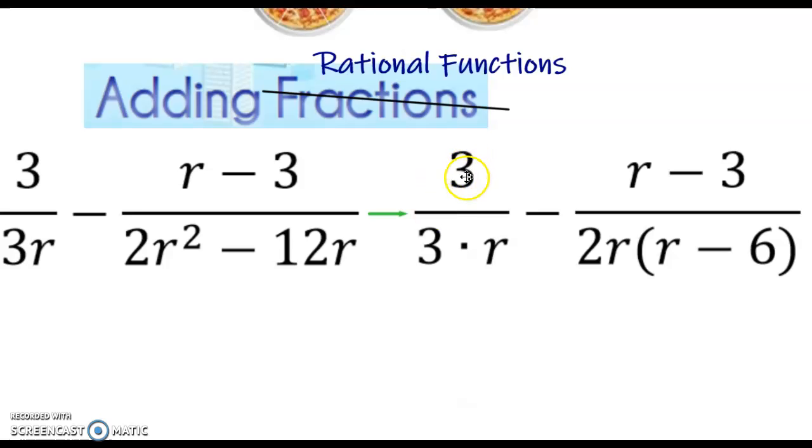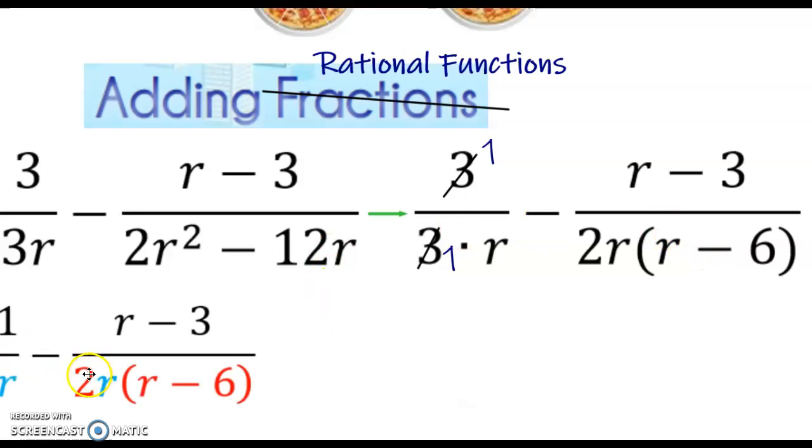The first thing we want to do is, within this fraction, if there are any numbers that can be reduced, we certainly want to do that, because it makes our problem simpler and it makes our common denominator simpler. And if we compare our denominators, we can see that the r is common to both, but the 2 and the r minus 6 are only in the second fraction.